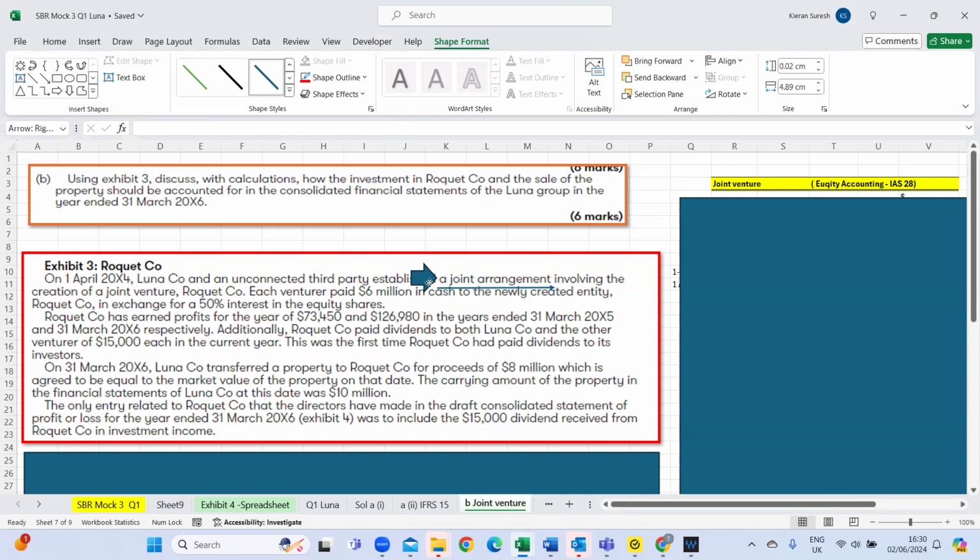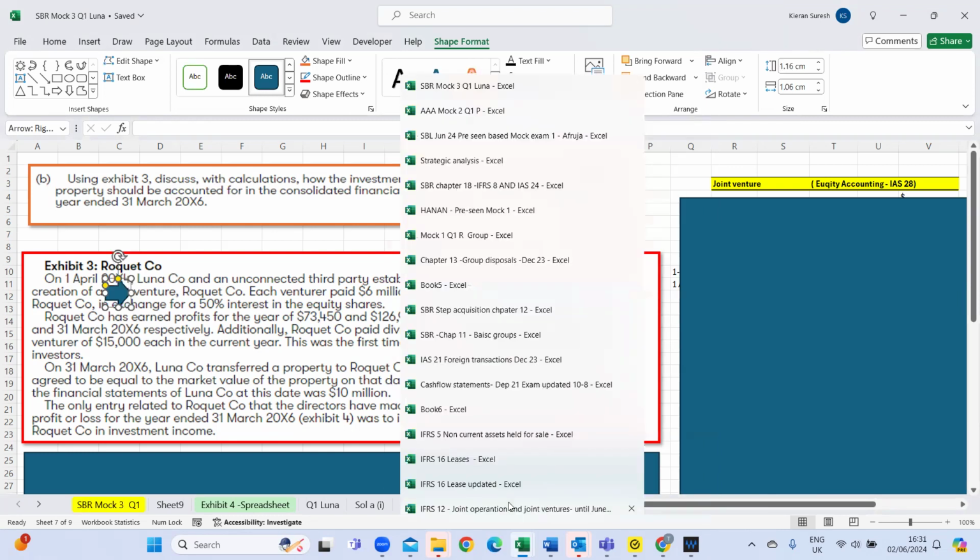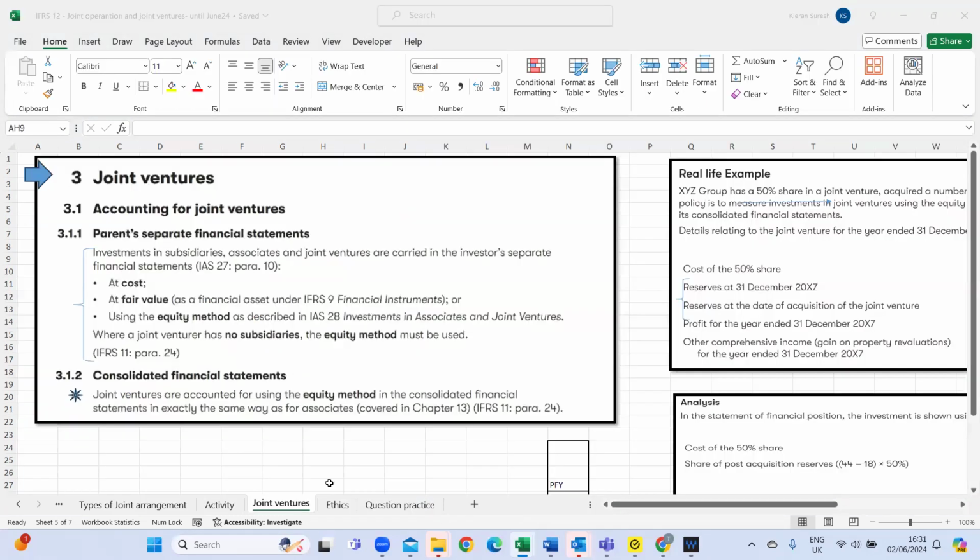So they're saying it's a joint arrangement involving the creation of a joint venture. The examiner has made it very clear: here we have a joint arrangement, and the type of that joint arrangement is a joint venture in this company on 1st April 2014. Now let me pause here for a second. Let me make use of this opportunity to quickly get you into joint operations and joint venture. This is chapter 14, and I'm going to quickly glance through them for you, so you understand them better.